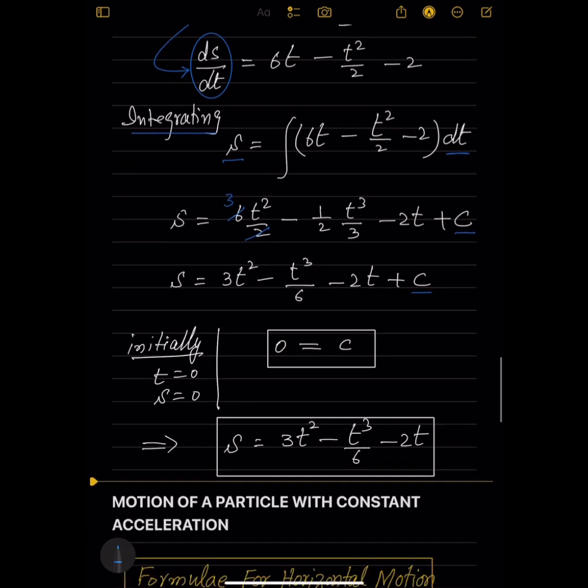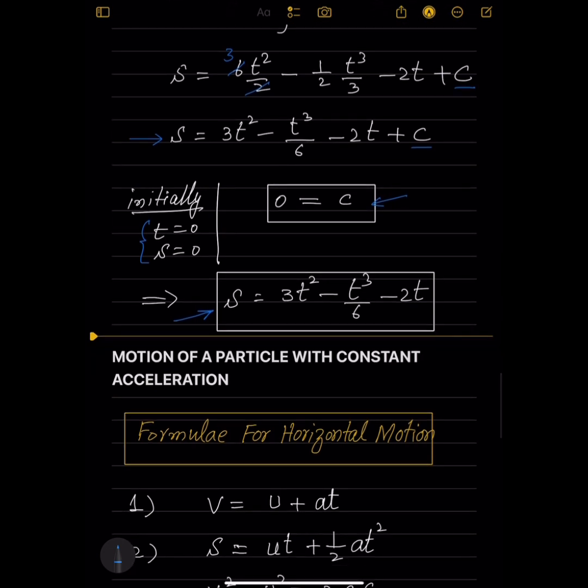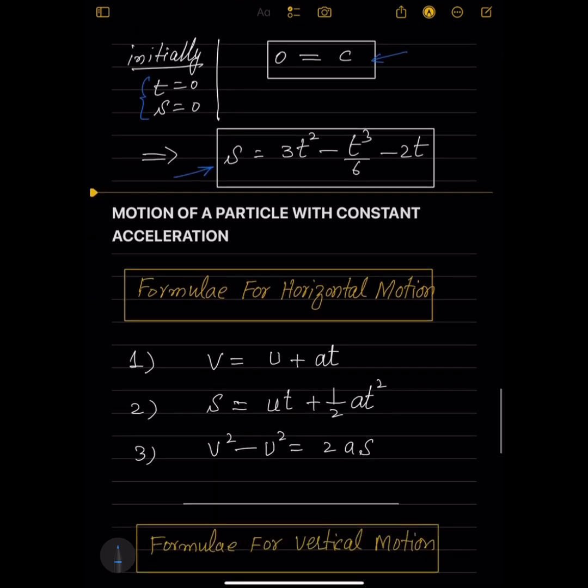Now we have to find the value of c by using the initial conditions of the question. The initial conditions are these: when t is equal to 0, s is equal to 0. So putting here s is equal to 0, t is equal to 0, also the value of c is 0. Now putting this value of c in the above displacement-time relation, we will get s is equal to 3t square minus t cube over 6 minus 2t. This is the displacement-time expression.